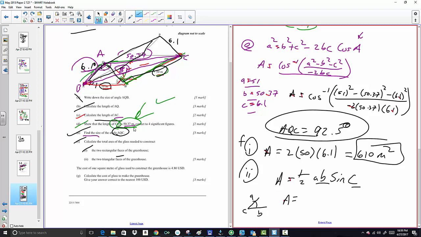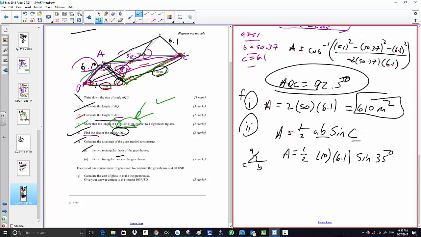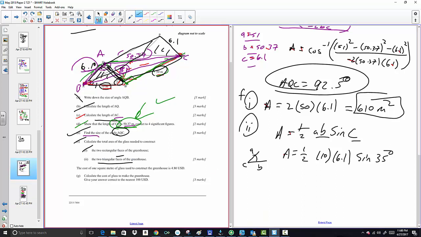So, do I have an angle? Yes, I do, 35. Do I have 2 sides? Yeah, this one here is 6.1, and this here is 10. So, that's what we're going to say. We're going to say 1/2, and we're going to have 10 times 6.1 times the sine of that 35-degree angle. And this will give me the area of that triangle, and since there's 2 of them, I'm going to multiply the answer by 2 because they want the 2 triangular faces, right?